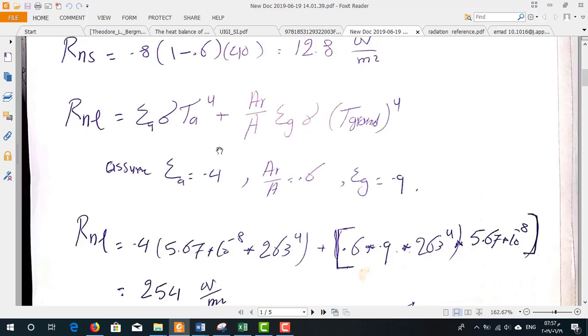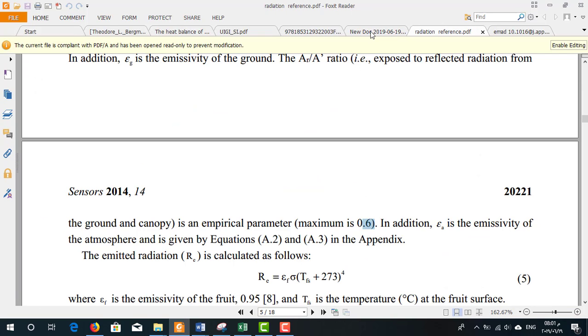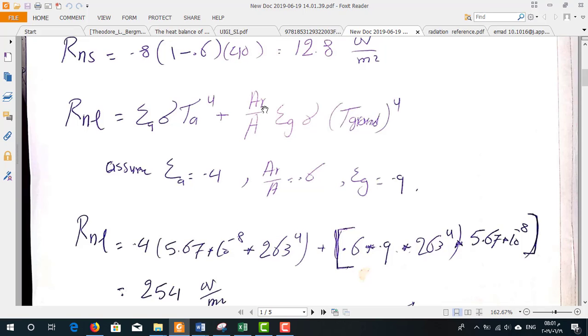TA is the temperature of air, and this term determines the radiation by the ground, because there is radiation from the ground. So we have AR over A epsilon G, the emissivity of the ground, and we can go to a table of emissivity of materials and see that the emissivity of the ground is high, from 0.8 to 0.9. T ground is the temperature of the ground. We assume that the temperature of air is about negative 9 Celsius.